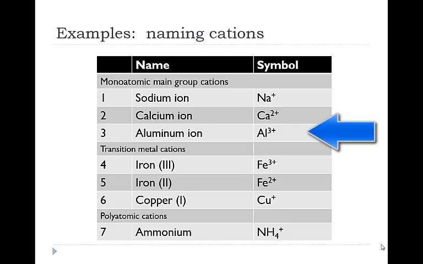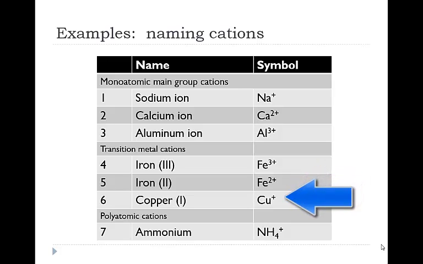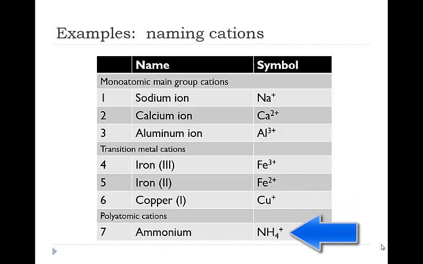If you have a transition metal, then you have to include the charge. So for example, iron with a 3+ charge is iron(III), and notice that is Roman numerals in parentheses. If you have an iron with a 2+ charge, it becomes iron(II), and copper with a 1+ charge is copper(I). The only polyatomic cation you have to know in this class is ammonium, which is NH4+.